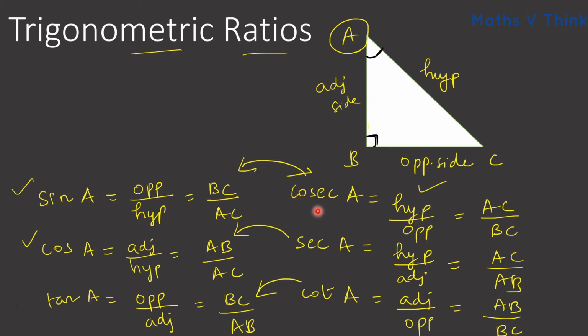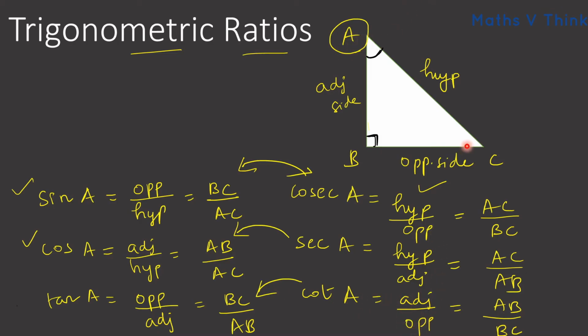Same way, cosecant is opposite of sine, means reverse of sine. If sine is opposite by hypotenuse, so cosecant will be hypotenuse by opposite. Same way, secant A is the reverse of cos A. If cos A is adjacent by hypotenuse, the secant will be hypotenuse by adjacent. Same way, if tan A is opposite by adjacent, cot A will be adjacent by opposite.